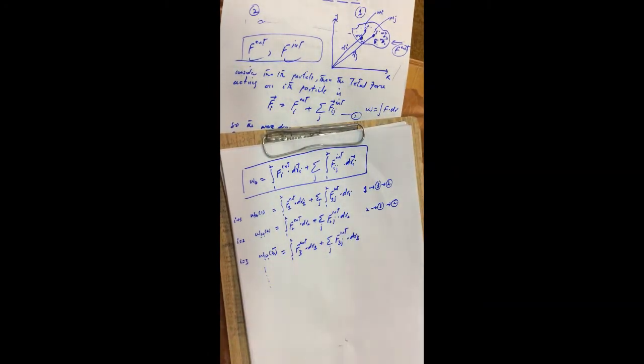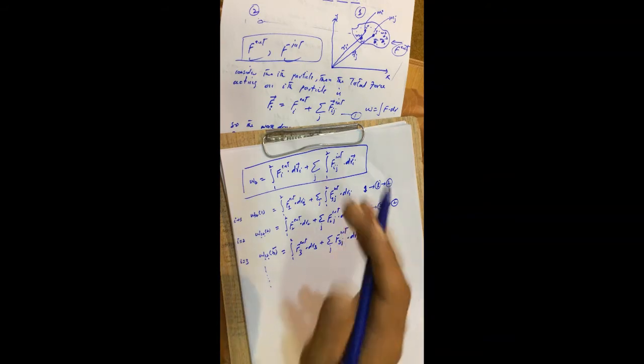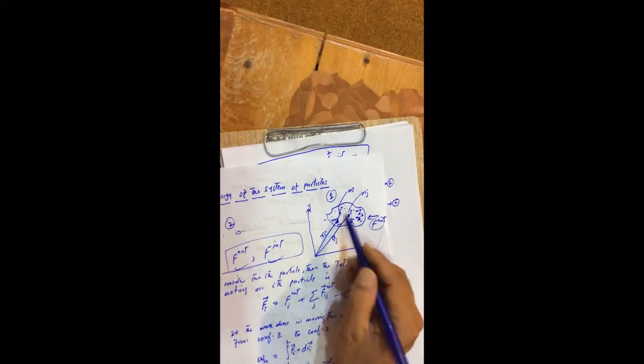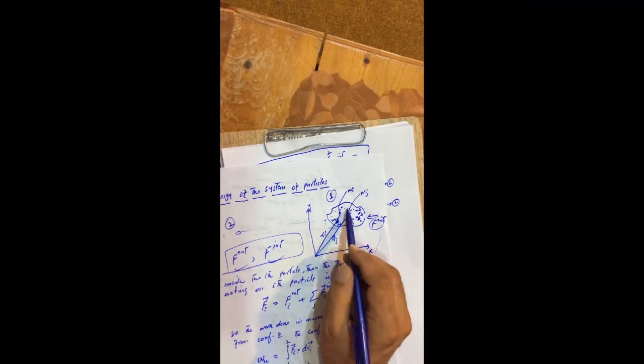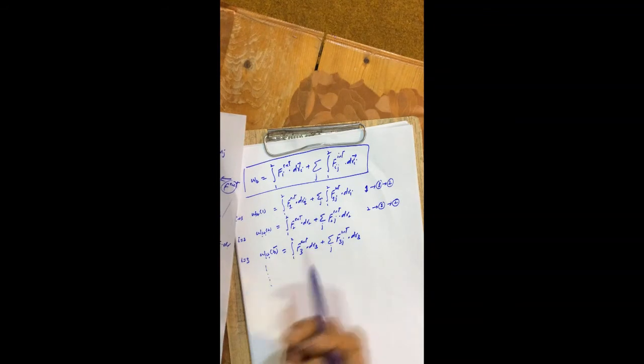Now how will we calculate the total work done? Work is a scalar quantity, so work can be added by simple mathematical rules. In order to calculate the total work done in moving this whole system of particles from position 1 to position 2, we add all these equations, because work is a scalar quantity.